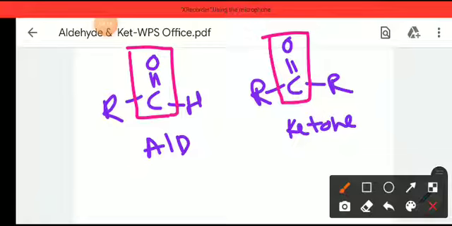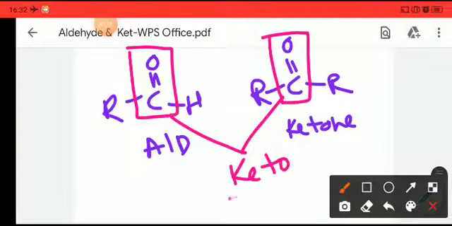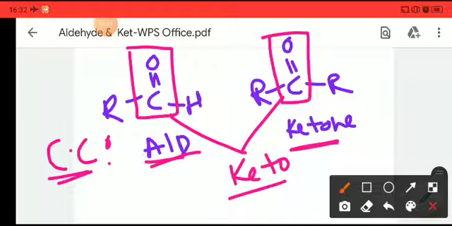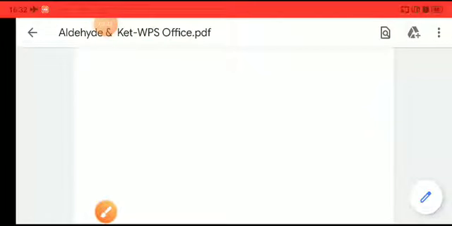In both aldehyde and ketone, this carbonyl functional group, or keto functional group, is present. So these compounds, aldehyde and ketone, are called carbonyl compounds, since both have the keto group in them. Okay, so let's go to the mechanism of the nucleophilic attack.